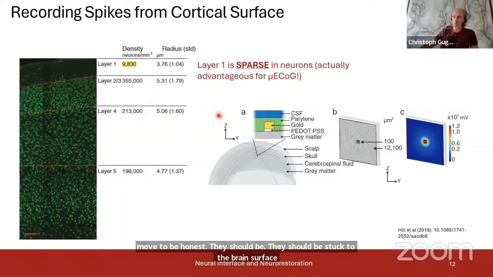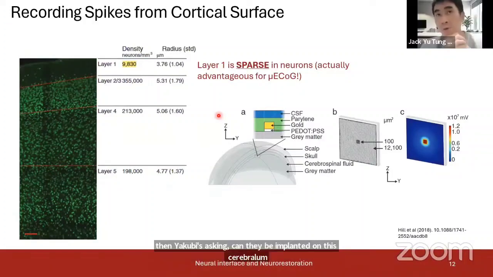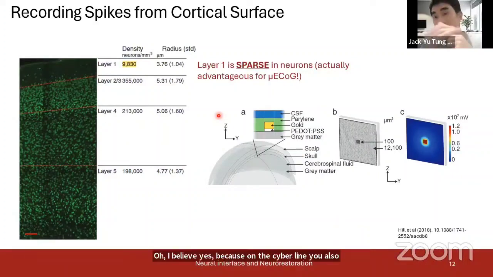And then Jakob is asking, can they be implanted on the cerebellum? I believe yes, because on the cerebellum you also have layers that are very different from the cortical layers, but you also have very superficial neurons whose activities you can measure with these arrays. But that will be quite an interesting kind of experiment to perform.